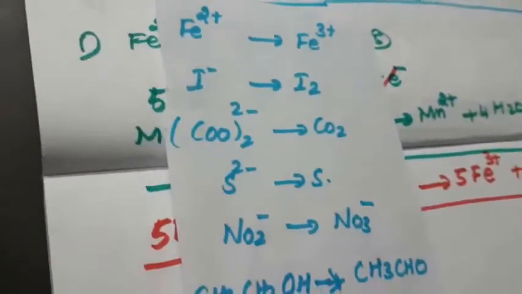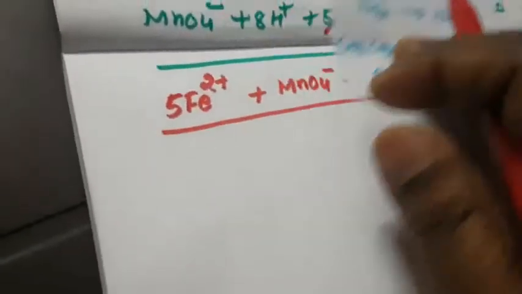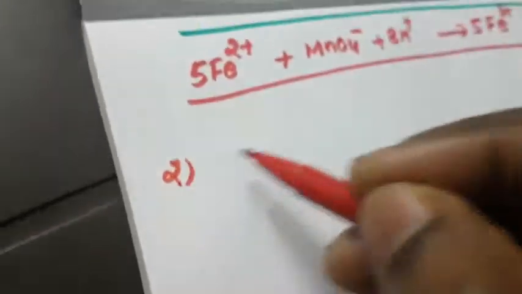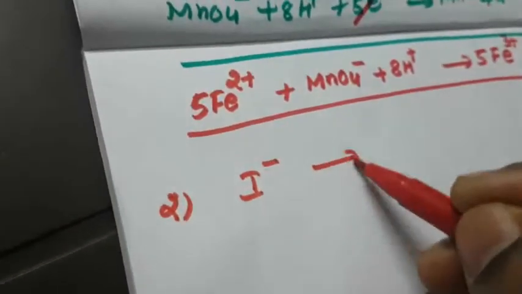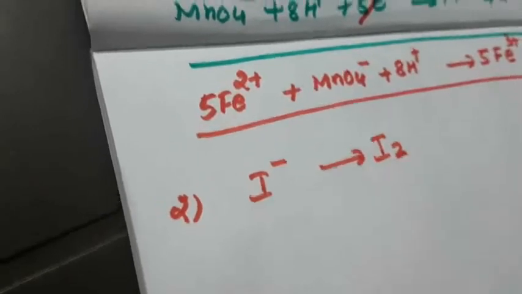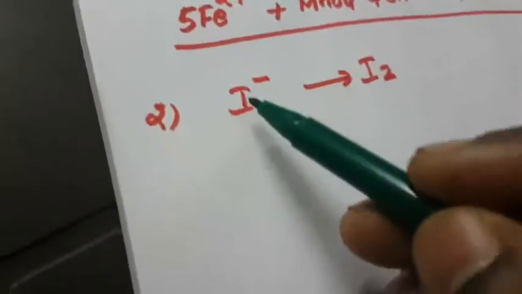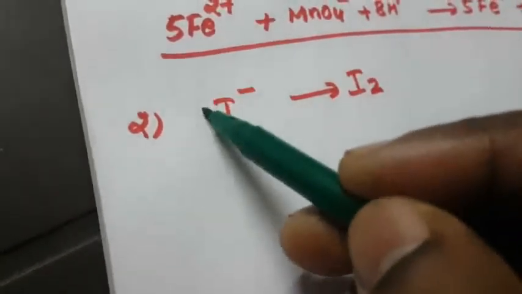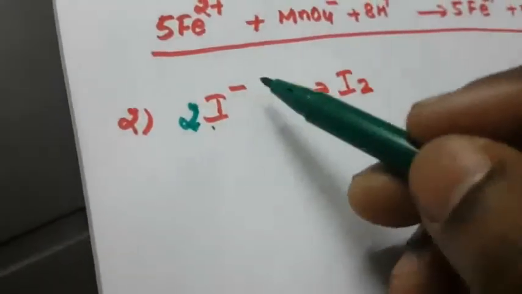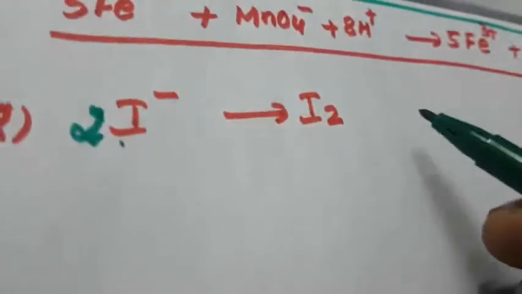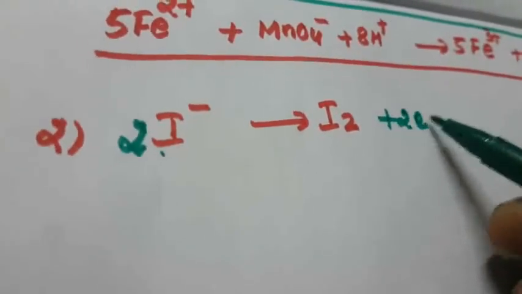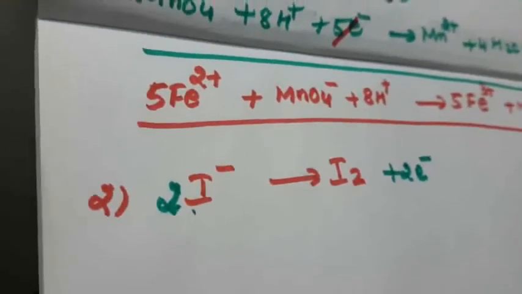The second equation is I- to I2. First you balance that one. How to balance it? There are 2 I atoms, so 2I-. How many electrons? 2 electrons. So we add 2 electrons to balance the charge. Okay, so this is the first one.